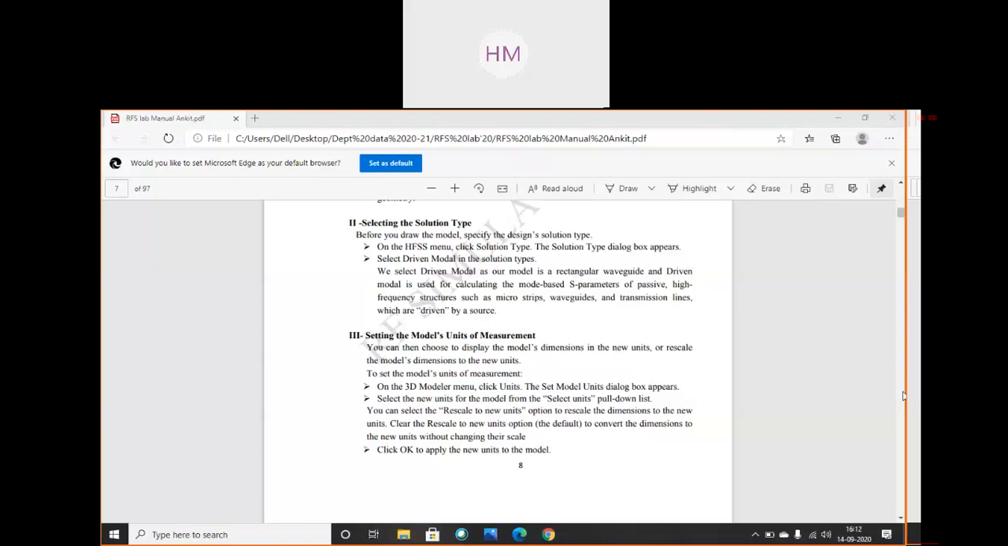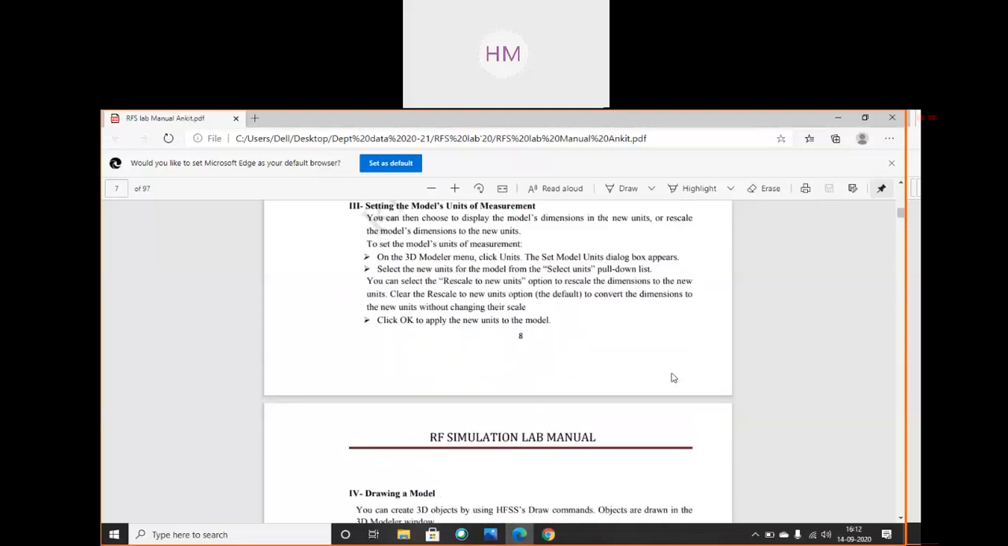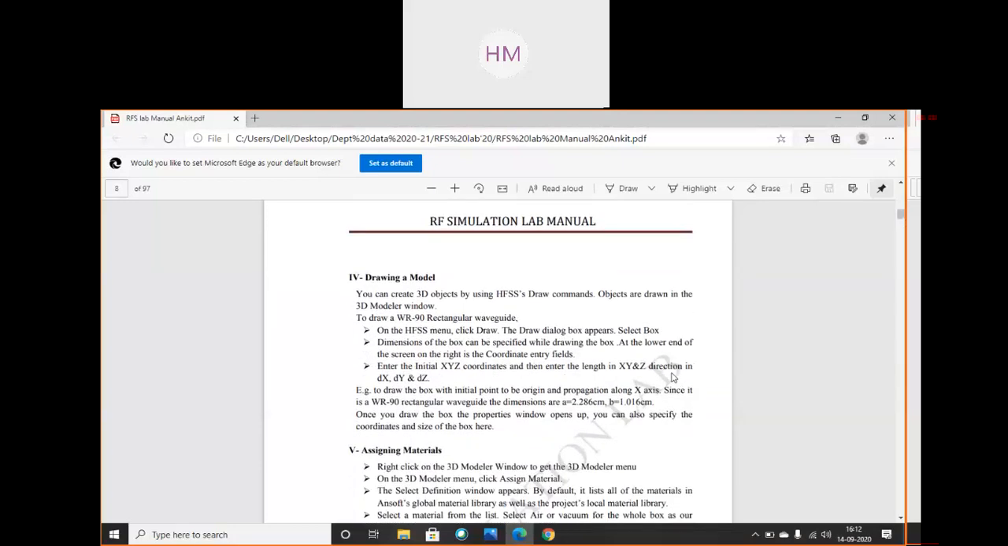So that day we have discussed some basics, and we were discussing the steps to simulate. Setting the model: units of measurement we have to select. Then drawing a model. It's a 3D model you can design. On the axis you can select the coordinate system, you can select your dimensions, you can select the position where you want to keep your structure. Clear? Here one example is written.